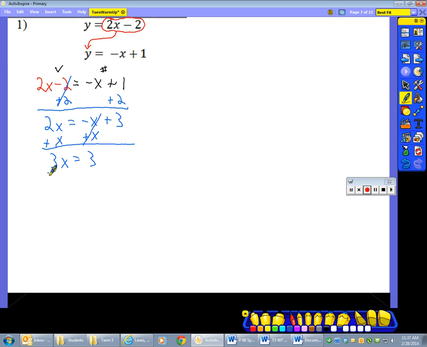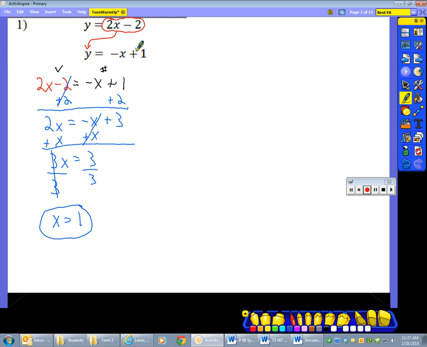I want the x by itself, so I'm going to divide this side by 3 and divide the right side by 3. And finally, I found out that x equals 1, because 3 divided by 3 is 1. So x equals 1. So now I know what x is. I need to find out what y is. And so what I'm going to do is take 1, because I know that's what x is, and sub it in for x. And if you're wondering which equation you have to sub it in for, it doesn't matter. You get to pick. You're going to get the same answer no matter what.